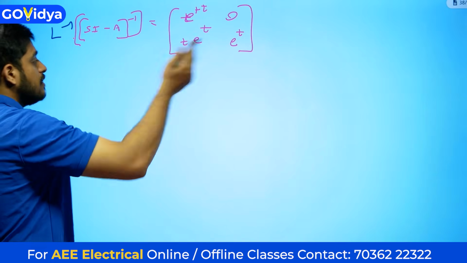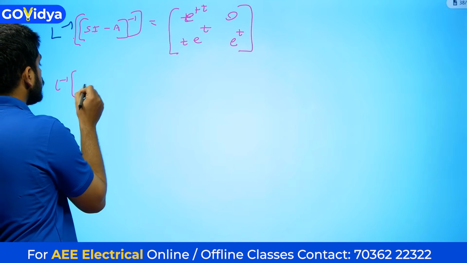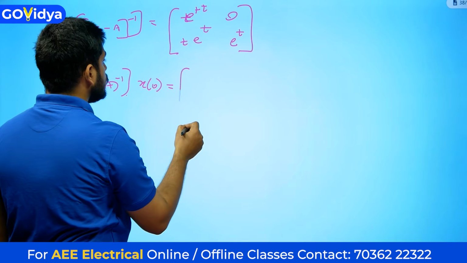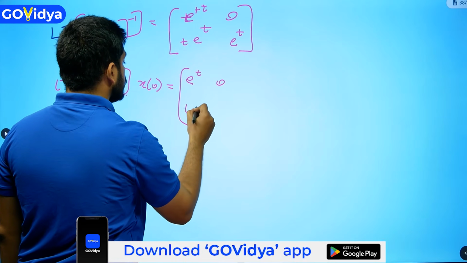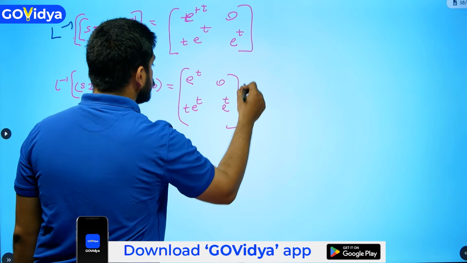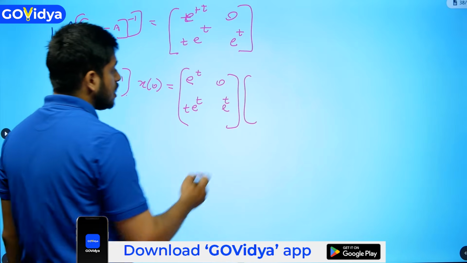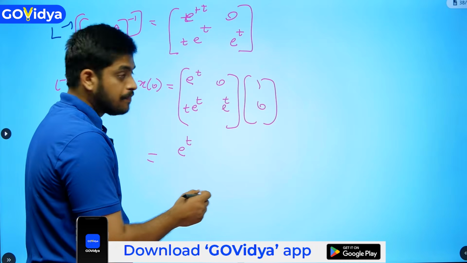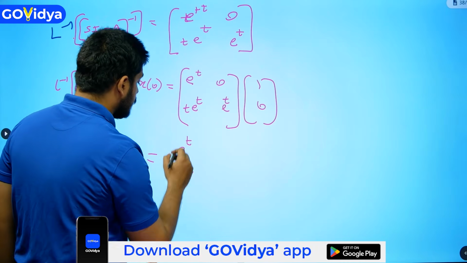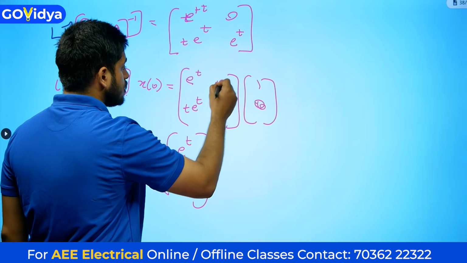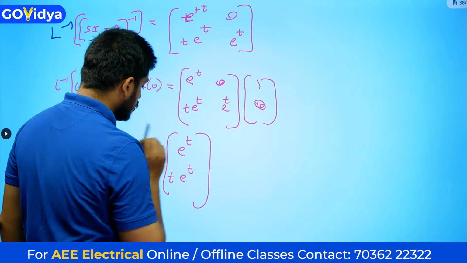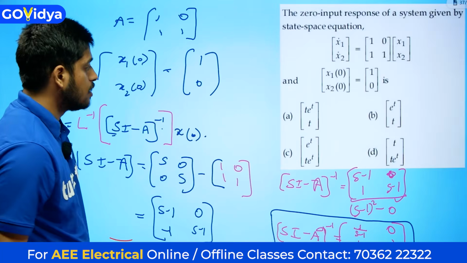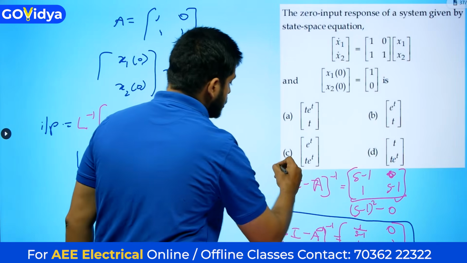So now this should be multiplied with the initial response. So the Laplace inverse of (SI - A) inverse into x of 0. Then this would be e power t, 0, t e power t, into, what is my actual input? 1 and 0, the initial input. Multiplying these both, the first point is e power t and the second one is t e power t. That's it, because e power t into 1 plus 0 into 0, and t e power t into 1 plus 0 into 0. So finally the response of the system is e power t and t e power t. So as per the options, option C is the right answer here.